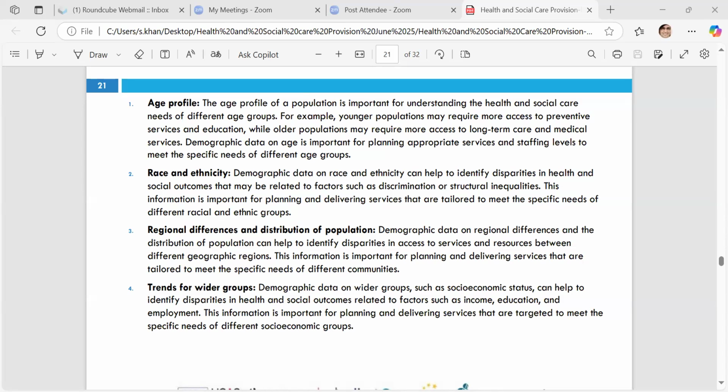Why do you think demographic data is so important? Nayazi or Vida or Latifa, why do you think it's so important? Demographic data or demographic information? Latifa?